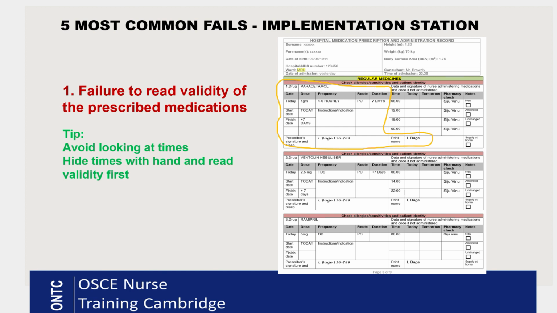It's a critical fail because it's not safe to give medication unless you have checked that the prescription is valid and legible. It should have all the things you need for validity. That's the reason for the most common fail at the moment. This is the top reason: failure to check the validity of the prescription.